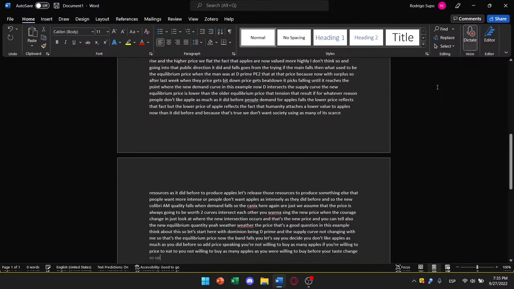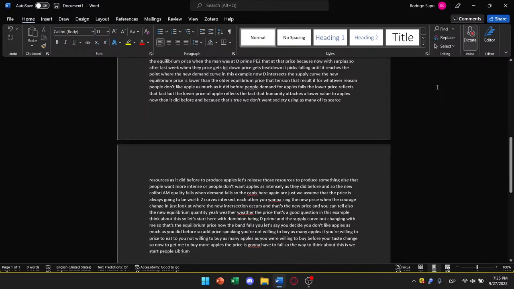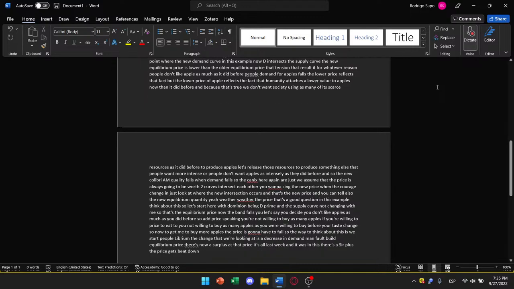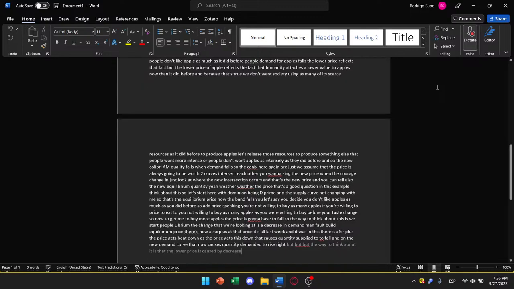So now to get you to buy more apples, the price is going to have to fall. So the way to think about this is we start in equilibrium. The change that we're looking at is a decrease in demand. Demand falls. The old equilibrium price is now a surplus at that price. We saw last week, when there's a surplus, the price gets bid down. As the price gets bid down, that causes quantity supplied to fall, and on the new demand curve, that now causes quantity demanded to rise, right? But the way to think about it is that the lower price is caused by a decrease in demand. That makes sense?